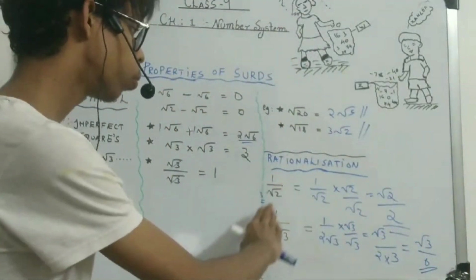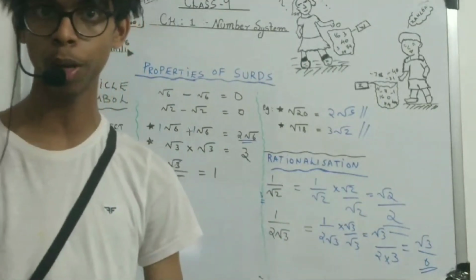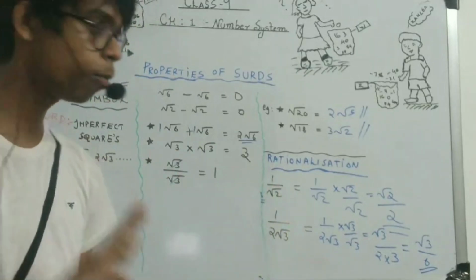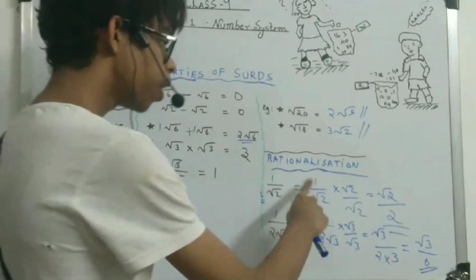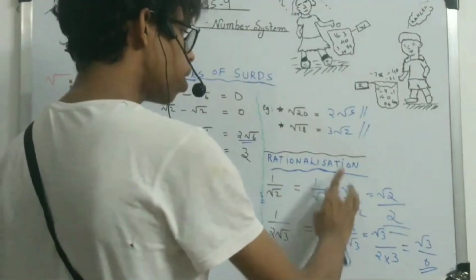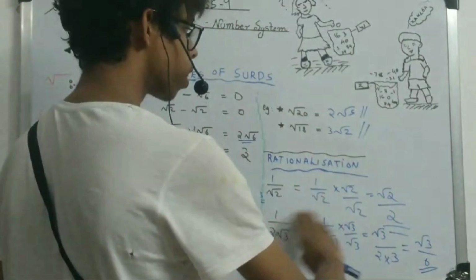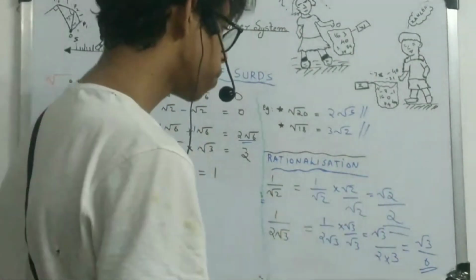This is what we do in rationalization of denominator. Whenever we do rationalization of denominator, there should never be a root thing in the denominator. If there is a root thing, we have to eliminate that root thing. So whenever we have to eliminate the root, just multiply and divide it with the root number. So from our denominator, the root will be eliminated.